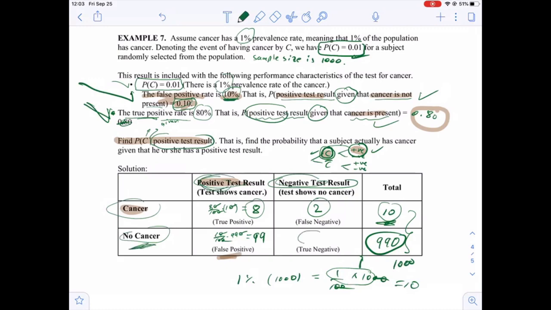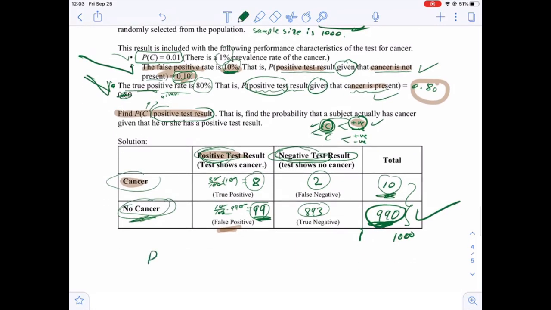Now, how to find the number here? Negative test with no cancer. Actually, we have the sum here. The sum is 990, and we already have 99 who have positive test with no cancer. So we just subtract 99 from 990, and that will give us 891. Okay. Now, after finding these numbers, we go to our question.